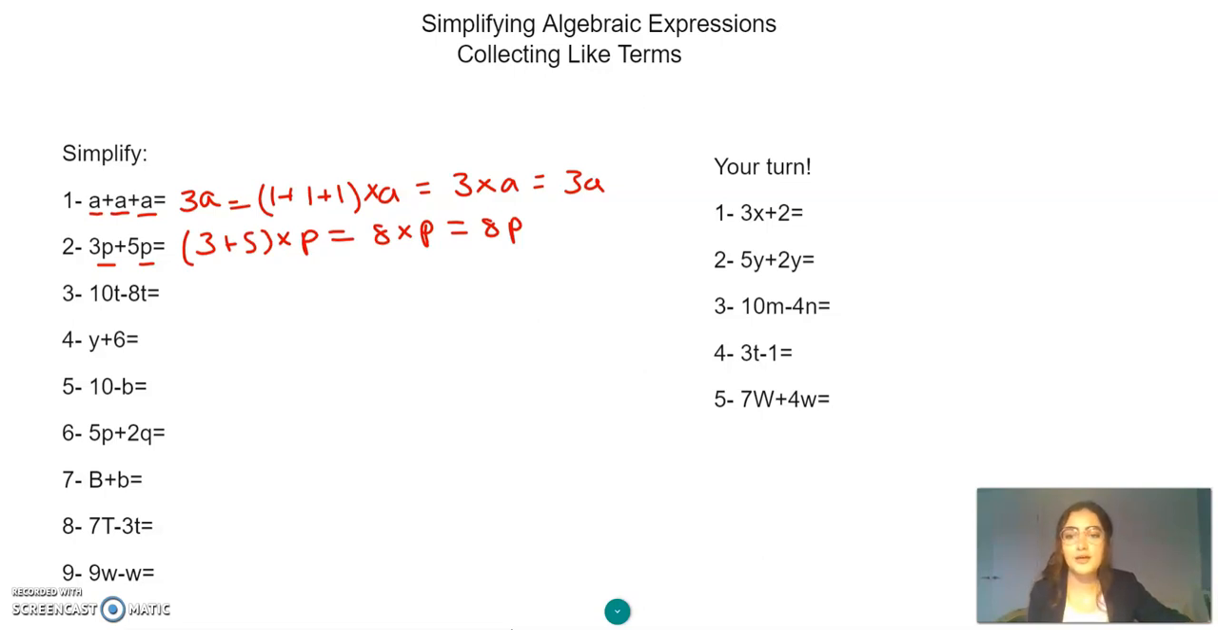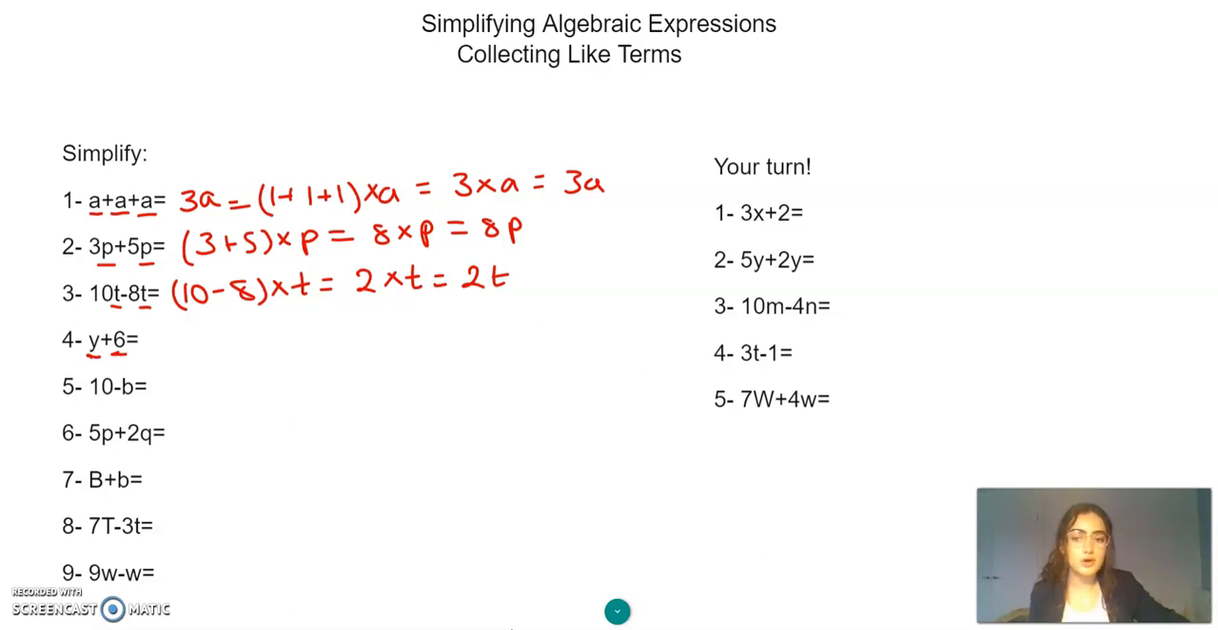So the next example, we have 10t minus 8t. Again, we have our like terms here, so that means that we can subtract. So we have 10 minus 8 times t, so that leaves us with 2 times t, so we have 2 lots of t.